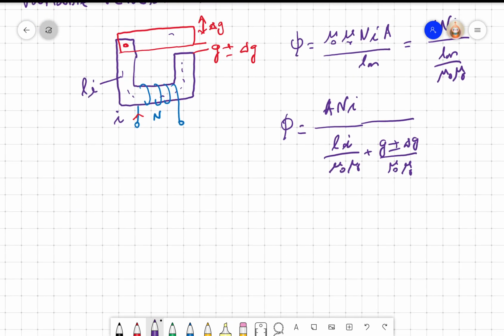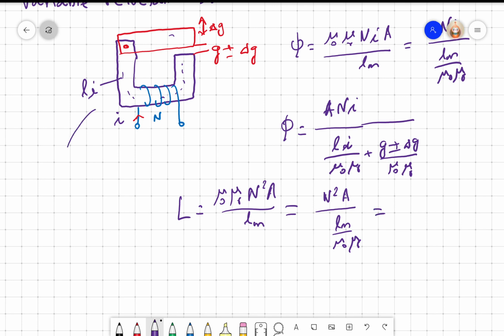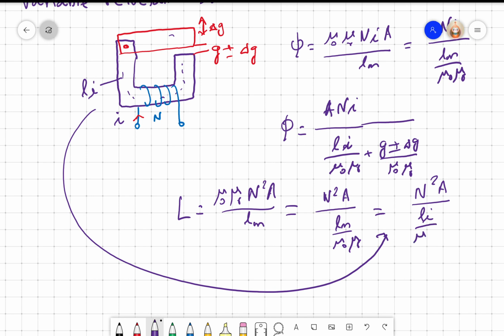So now I can write this as L. Again we have what is L? L is mu naught mu r n square A by Lm. So this again I use this ideology. So I can say this is n square A by Lm by mu naught mu r. There are two reluctances, so I can write n square A divided by Li by mu naught mu r plus G plus or minus delta G by mu naught.